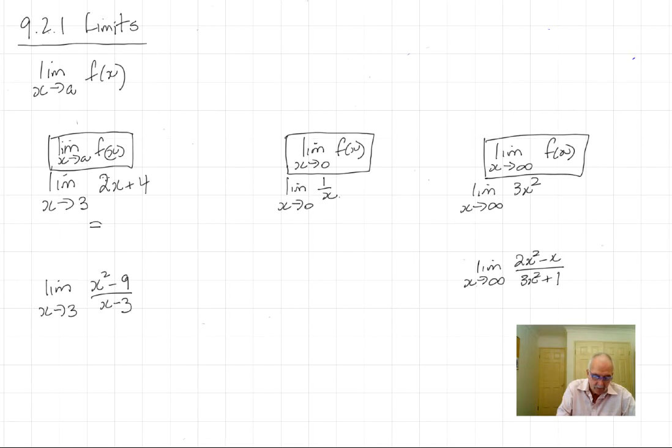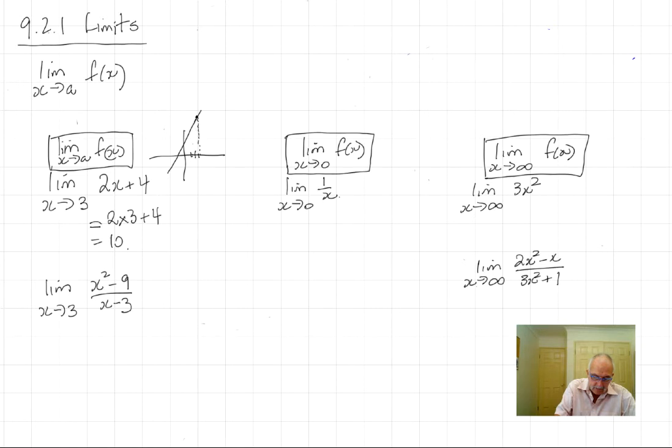Here we've got x approaches 3. There's nothing to stop us here from just substituting in x equals 3. So we just go 2 times 3 plus 4, and that is equal to 10. So the limit as x approaches 3 of 2x plus 4 is 10. You may recall that if we were to sketch y equals 2x plus 4, we would get quite a steep graph. And we want to know what would be the value as x approaches 3.